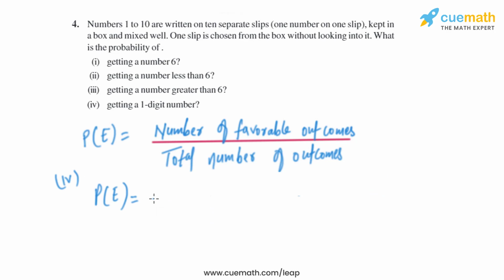Now let's have a look into the fourth part, getting a one-digit number. So the one-digit numbers are 1, 2, 3, 4, 5, 6, 7, 8 and 9. So the number of favorable outcomes is basically 9 divided by the total number of outcomes, that is 10. So the probability of getting a one-digit number is 9 by 10.